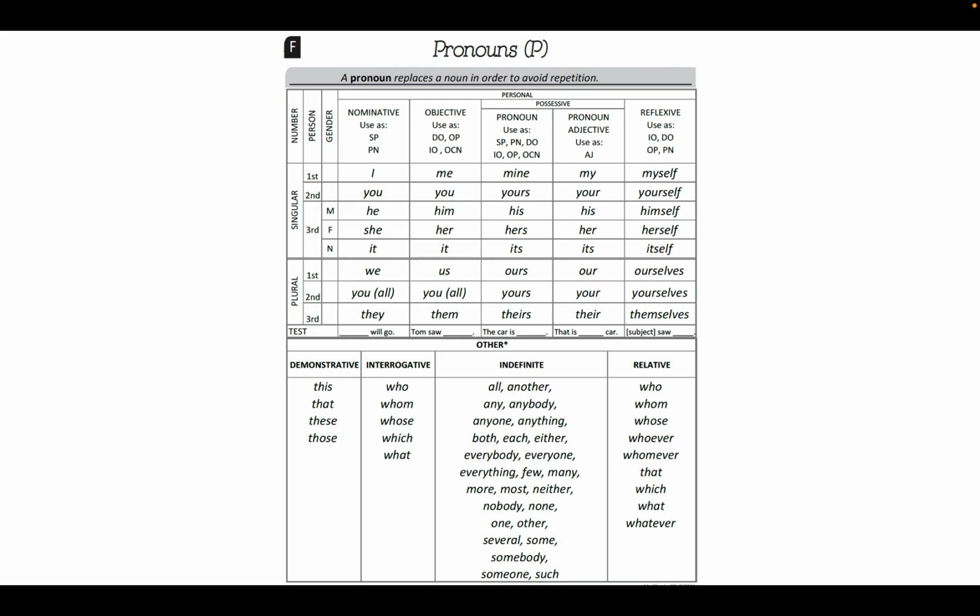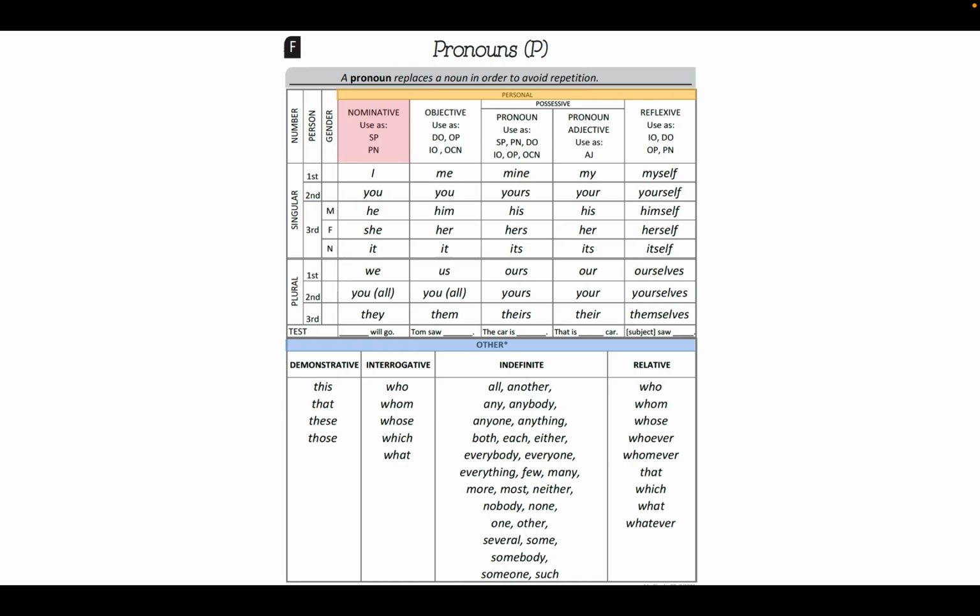So when you're looking at chart F, you'll notice that at the top we have what are called personal pronouns. So these include the nominative, objective, possessive, and reflexive. And then on the bottom half of the chart, we have other. And those are going to be the ones that are not personal pronouns. So to start, we're going to look at the nominative pronouns.